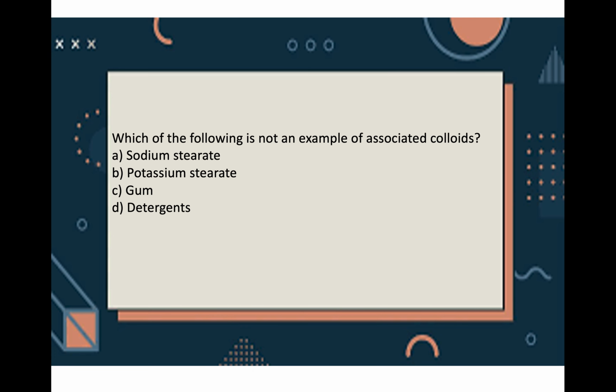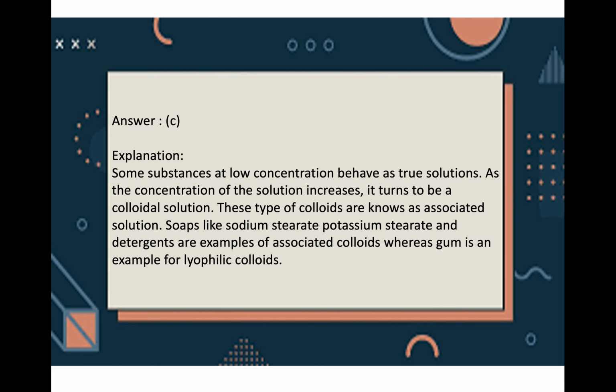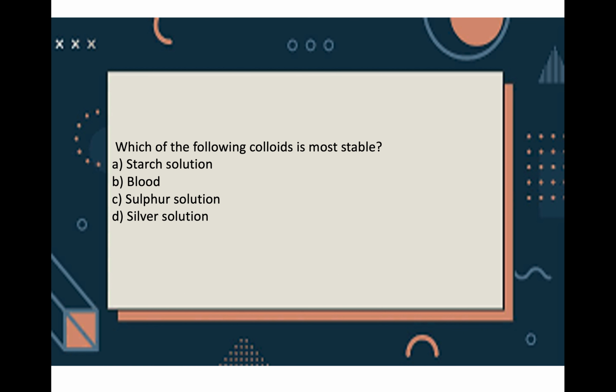Now, which of the following is not an example of associated colloids? A. Sodium stearate, B. Potassium stearate, C. Gum, and D. Detergents. The answer is C, gum. Because some substances behave as true solutions at a low concentration. When you increase the concentration, it becomes a colloidal solution. So, these types of colloids are known as associated colloids. Soaps like sodium stearate, potassium stearate, and detergents are examples of associated colloids. And gum is an example of lyophilic colloids.